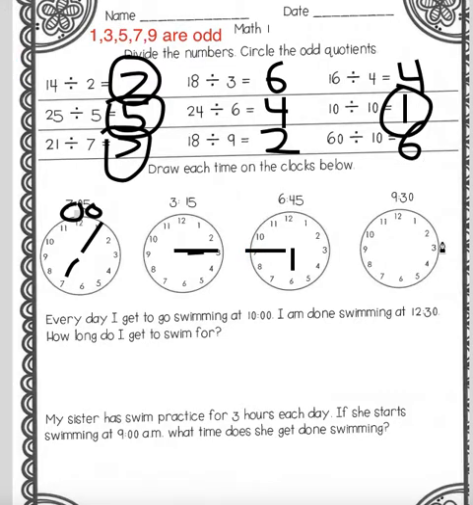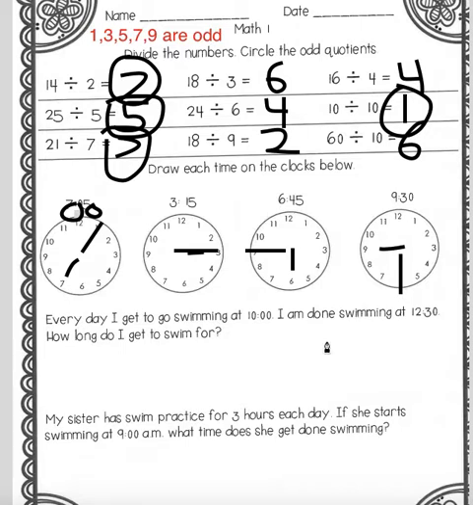And 9:30, so our smaller hand will be pointing to our 9. And our larger hand, we're going to count by 5, starting at the 12. So 5, 10, 15, 20, 25, 30. So our larger hand will be pointing to our 6. I hope that you guys get the gist of that. I know it's kind of hard to see with these marks here.